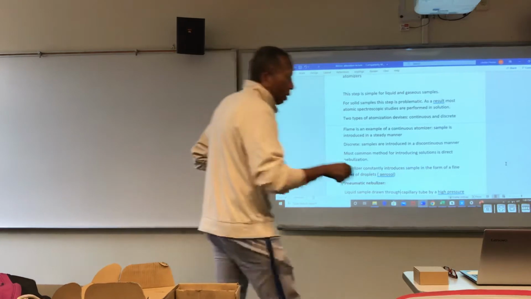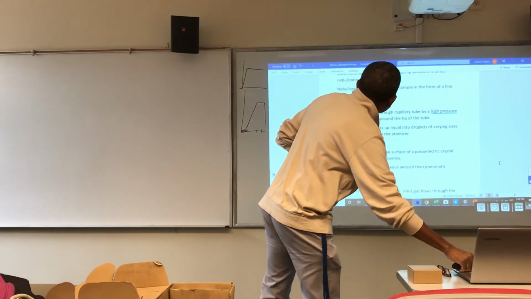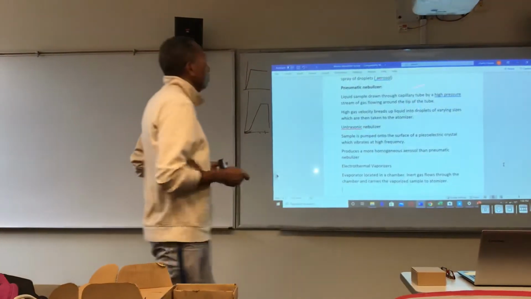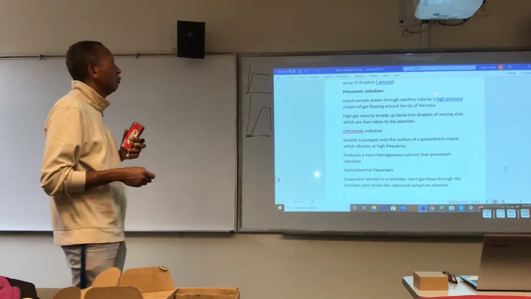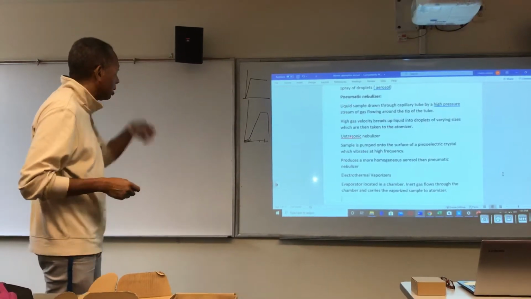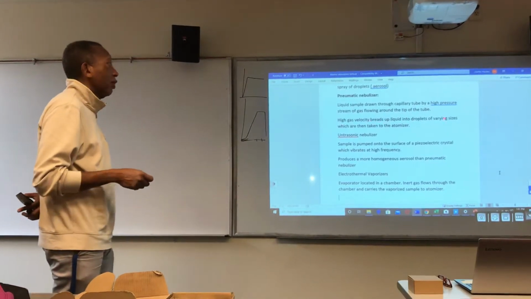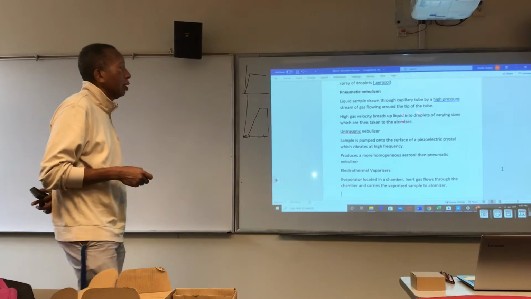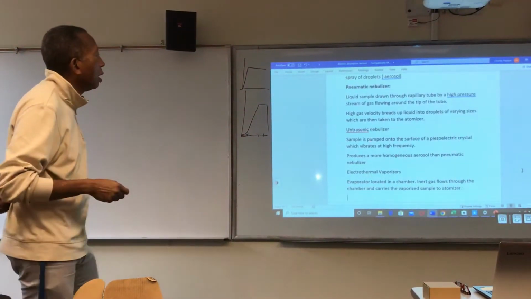And we have the pneumatic nebulizer, all right? And we looked at that, the sample is drawn through the capillary tube. That's the diagram we saw before. The high pressure stream of gas breaks it up into droplets. We have varying sizes of the droplets, and then remember we have the baffles which produce a uniform size.